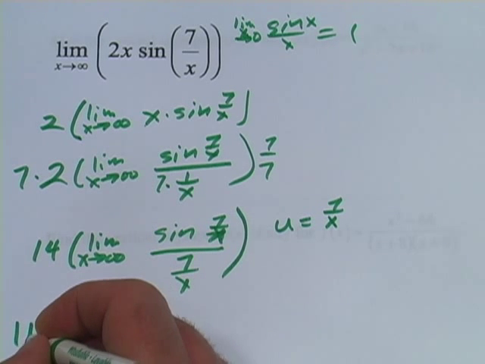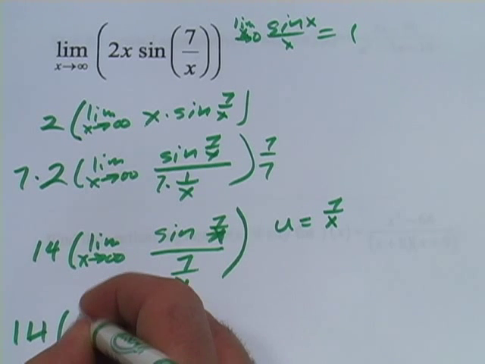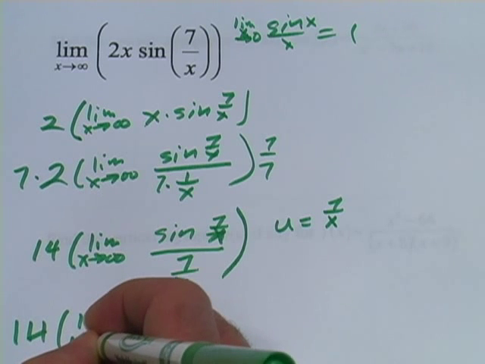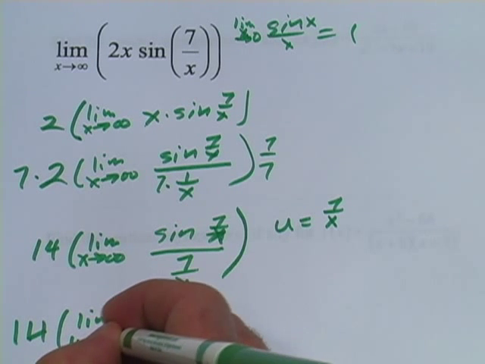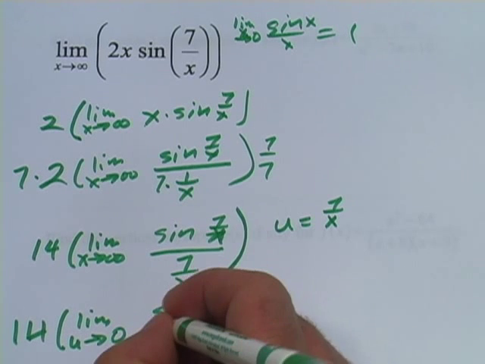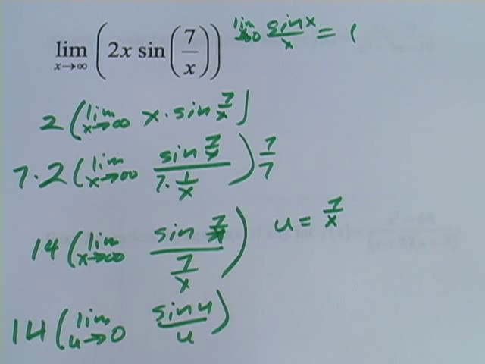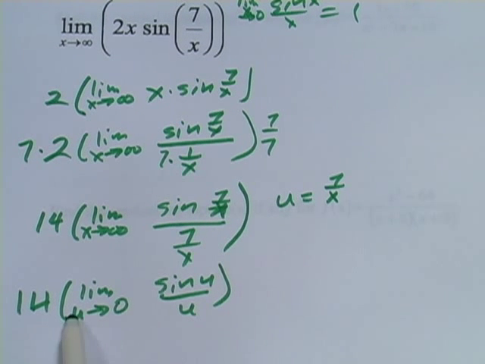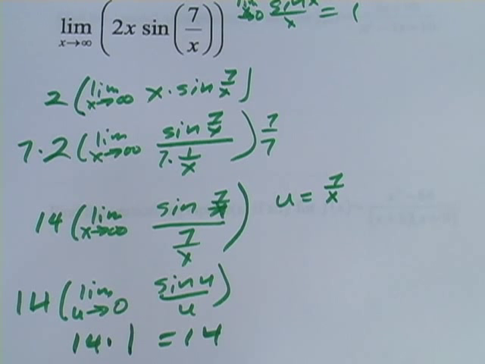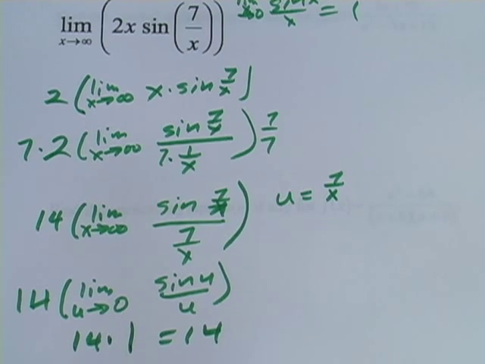So we can rewrite this limit as 14 times the limit as u approaches 0 of sine u over u. Now this is a problem we can solve because we know the limit as some variable approaches 0 of sine of that variable over that variable is just 1. So this becomes 14 times 1, or 14. And that's how to solve that one. So that's a little bit of work with some special trig limits.